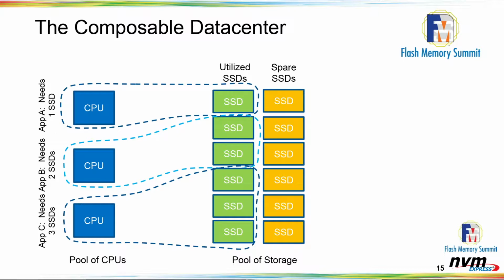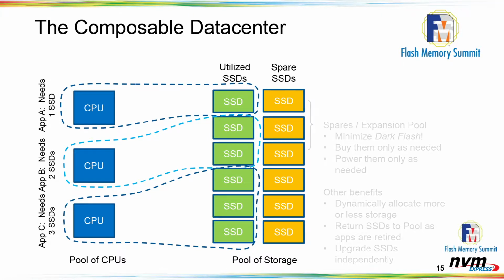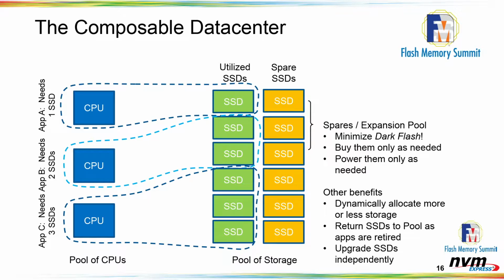We still have our 6 SSDs that aren't being utilized, so at this point, nothing has changed. But the key here is this gives us an opportunity to do a huge optimization, which is to minimize the size of that spare SSD pool. So instead of having 6 out there, let's have 1 or 2 as spares for failures, as expansion for future applications as they come along.